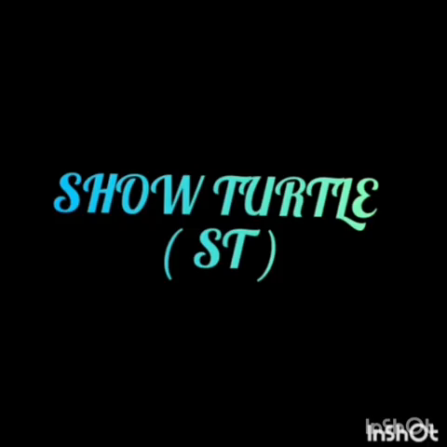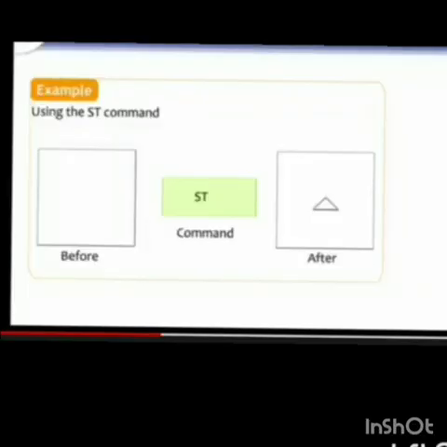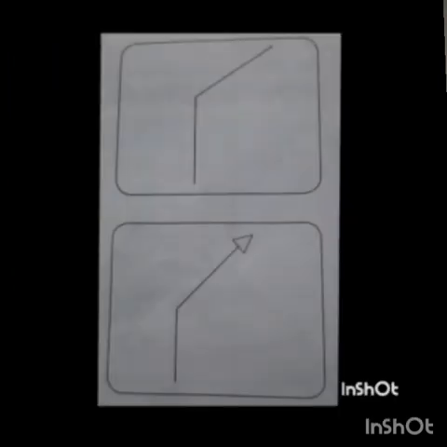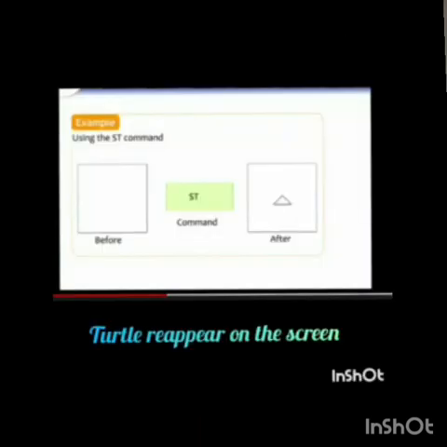Next is show turtle. Its short form is ST. This command is used to make the turtle reappear on the screen of the graphic window. For example, HT, forward 70, right 60, forward 70. After these commands, we now give the ST command. So here we have seen how the show turtle command has worked. The turtle reappears on the screen.